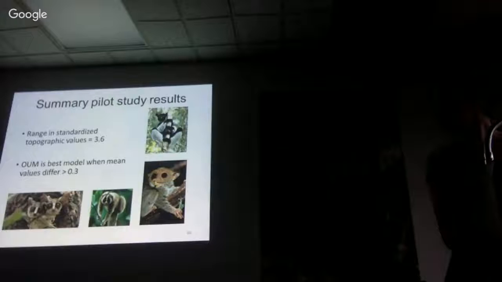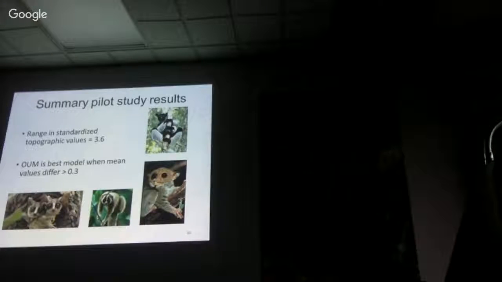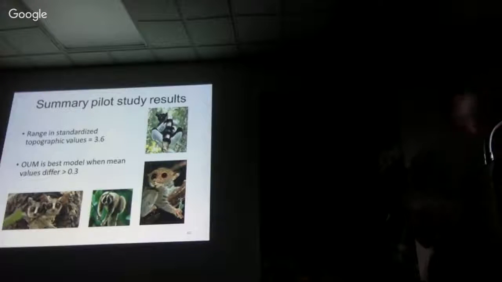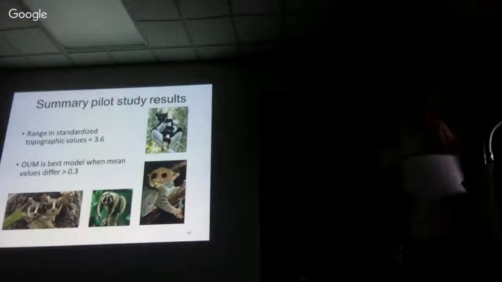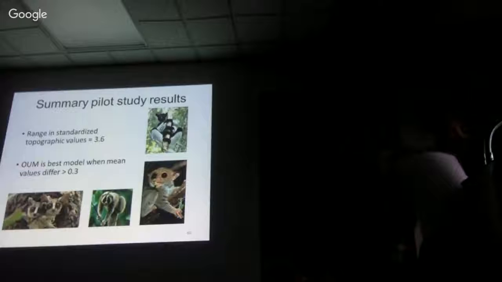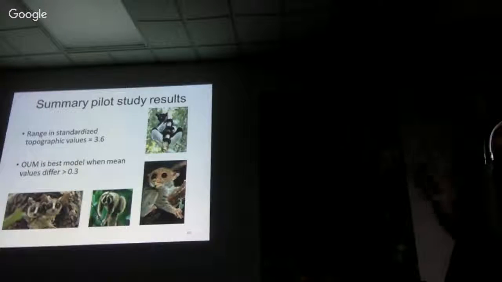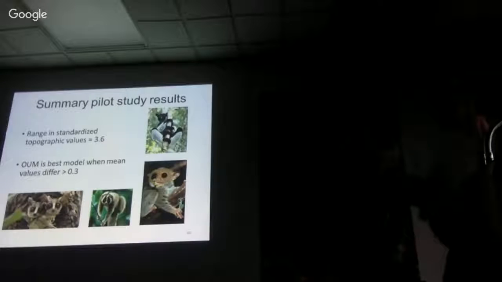So to summarize, what this actually means when we look at this prosimian sample is that the range in the standardized topographic values was around 3.6 for this prosimian sample. And what this pilot study showed is that the difference in mean values only needs to be 0.3 for it to pick up on different morphotypes. So this type of data, the standardized dental topographic measurements, are actually suitable and different enough for these models to pick up on shifts in morphotype.